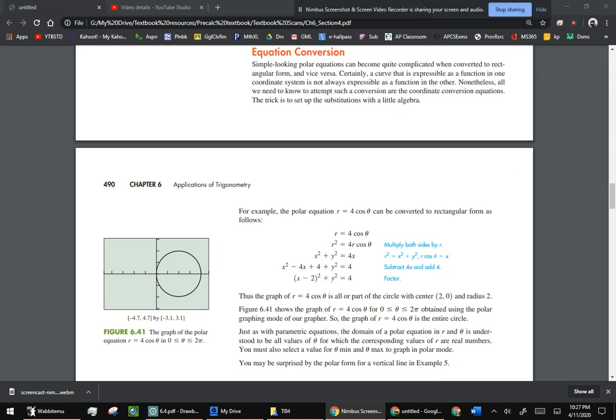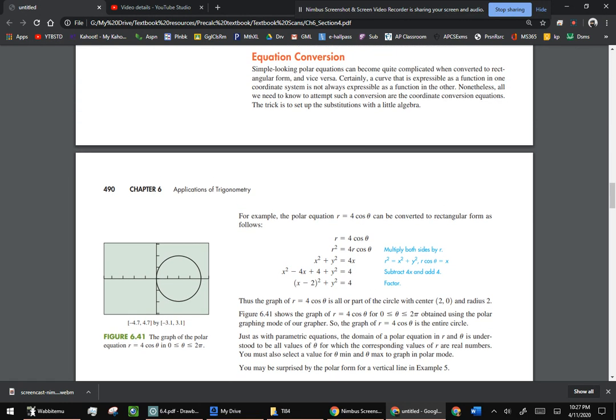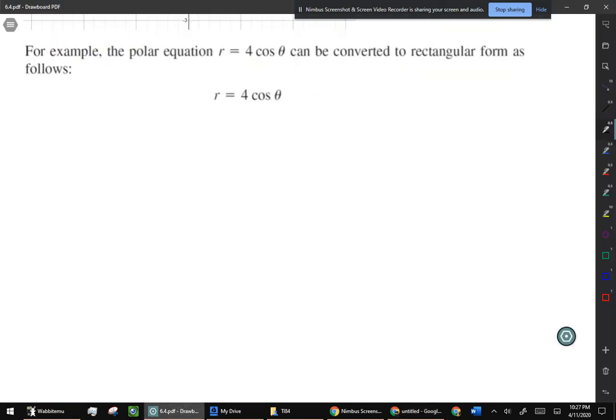Right, so we're up to example 5's second part. It's right actually before example 5. It's equation conversions, which we did in example 5, but this is kind of a more in-depth example. So let's look at that. Notice for this one, r is equal to 4 cosine theta. There's not much to substitute here.